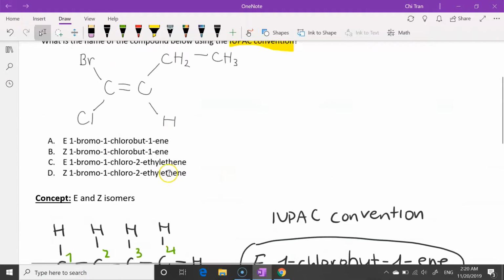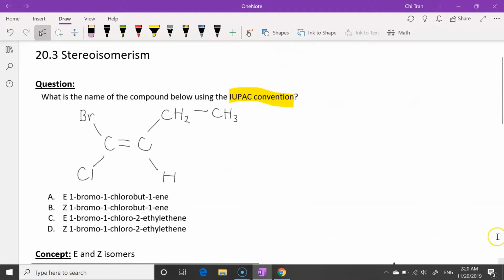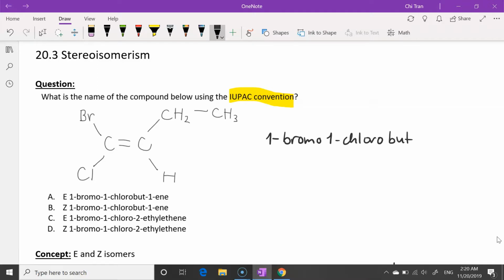Now we can go back to the question, and we firstly need to name this one according to the IUPAC convention. So we have 1-bromo, 1-chloro, but-1-ene. So we can cross out answers C and D.